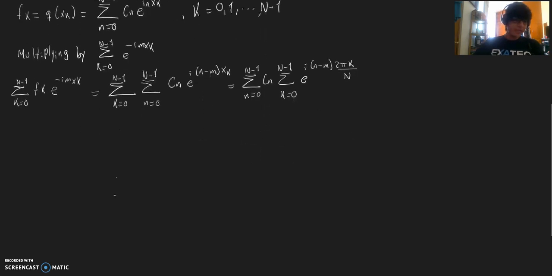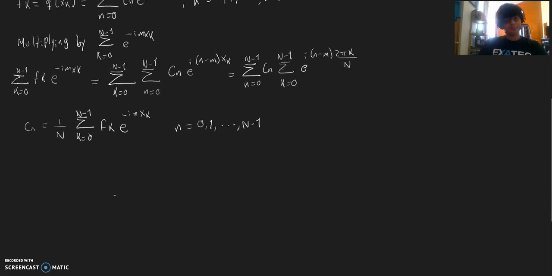So by making just some algebraic operations here, we can then conclude that the coefficients c of n are given by this operation: 1 over n, the summatory from k equals 0 to n minus 1 of the function fk multiplied by the exponential of minus I n xk, where n goes from 0 to n minus 1.